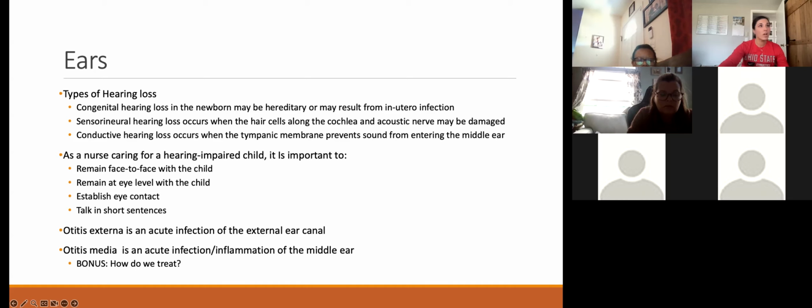Sensory neural hearing loss is when the hair cells along the cochlea and the acoustic nerve are damaged. So the sensors that are going to take in sound are going to be damaged, and that's when you're going to get that sensory neural hearing loss. Then a conductive hearing loss is when our tympanic membrane prevents sound from entering the middle ear. So it's going to be this barrier that doesn't let the sound waves pass. And that's going to be conductive.